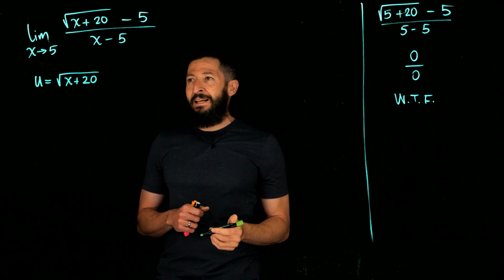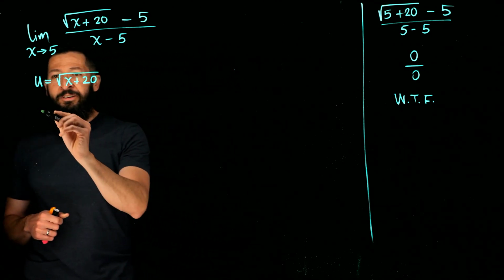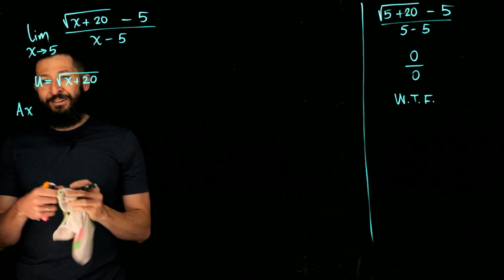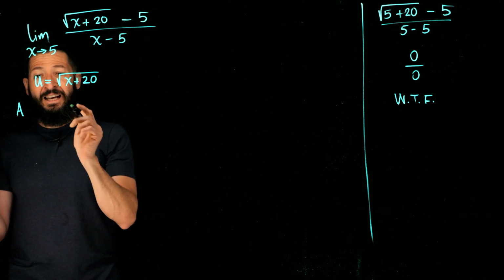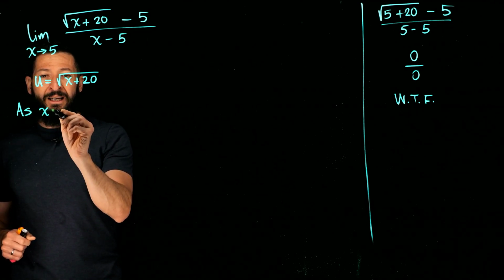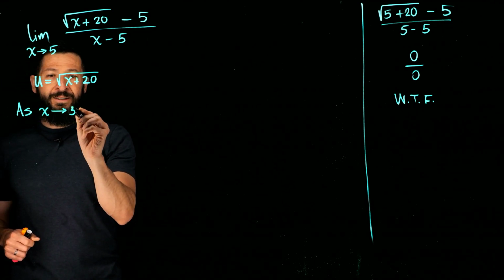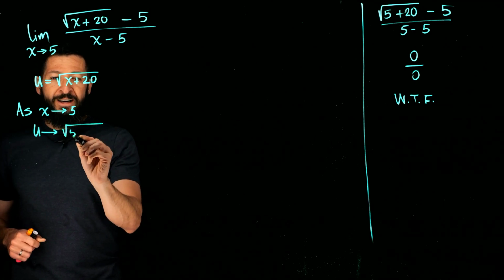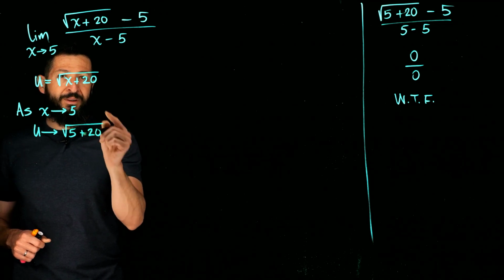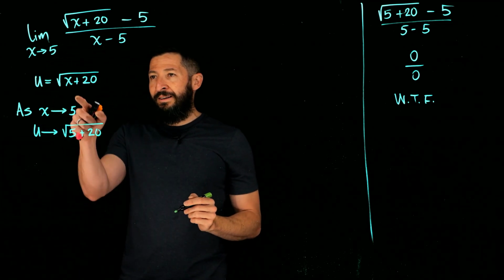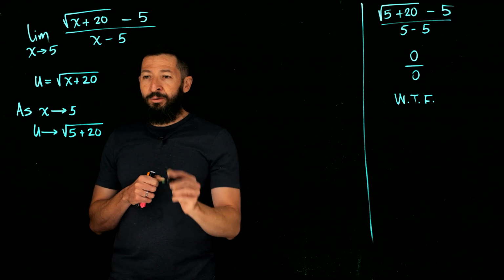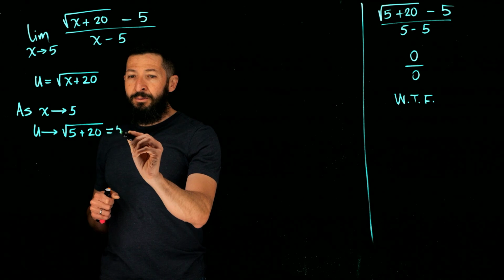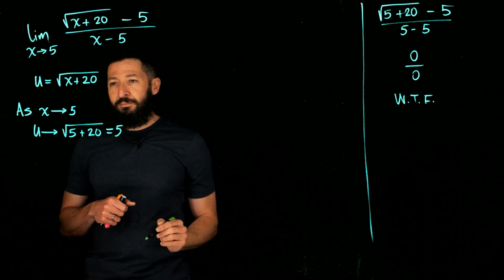But if you make that u, you have to consider that as x goes to 5, u goes to the square root of 5 plus 20. So as x is going to 5, this is tending to the square root of 5 plus 20, which is going to be equal to the square root of 25, which is 5 again.